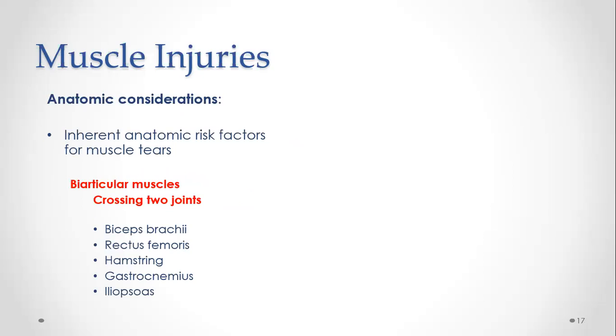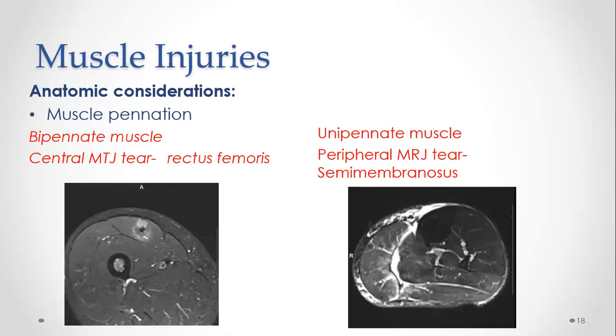Some anatomic considerations are also important to understand. There are inherent risk factors that make some muscles more prone to muscle tears than others. An example of that is the biarticular muscles, i.e. muscles that cross two joints. And the most familiar example for you is the biceps muscle, because it crosses the shoulder joint and the elbow joint, therefore makes it very much prone to muscle injuries.